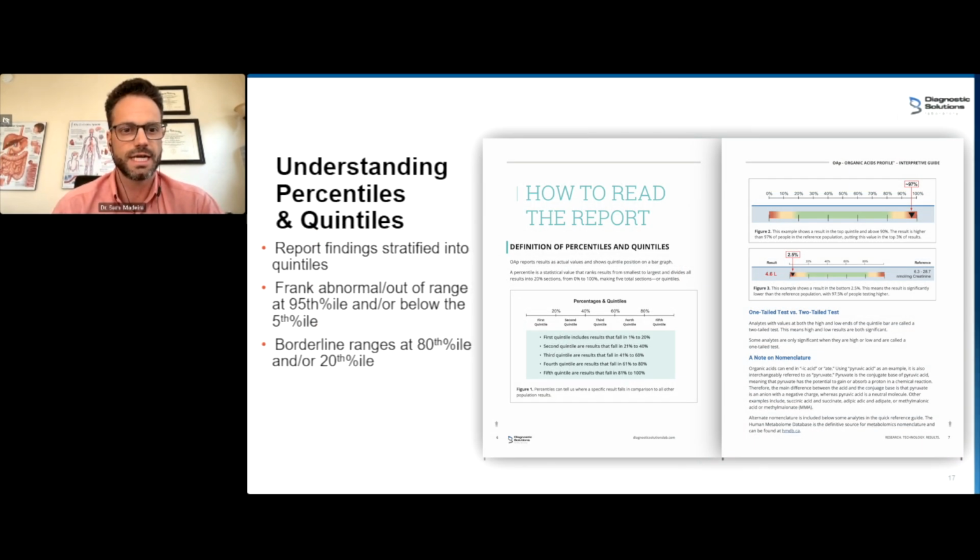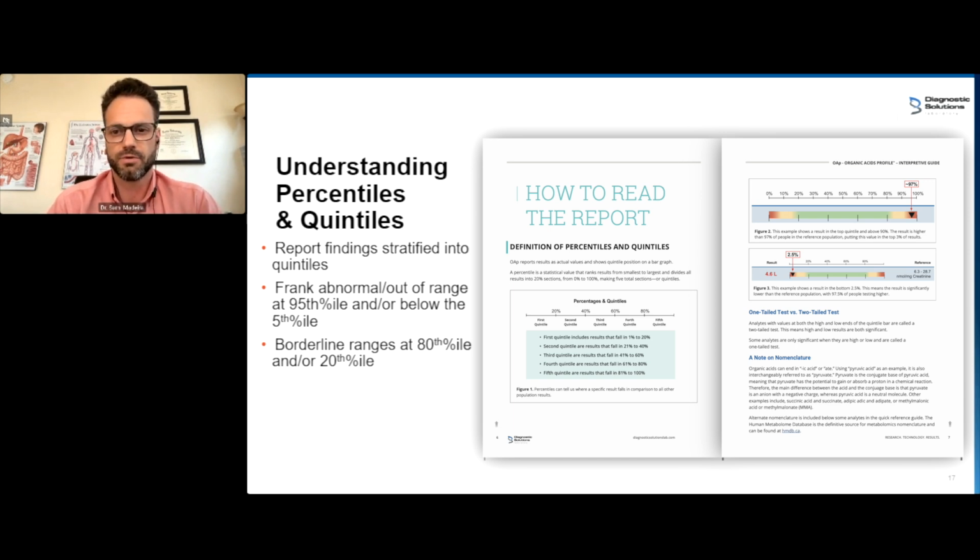And then understanding the percentiles and quintiles. So the test report is reported out in quintiles. So you have 20 and then 40, 60, 80, 100. And that basically is going to help you separate things out. Obviously, it's color coded as well, unless you print it out in grayscale.